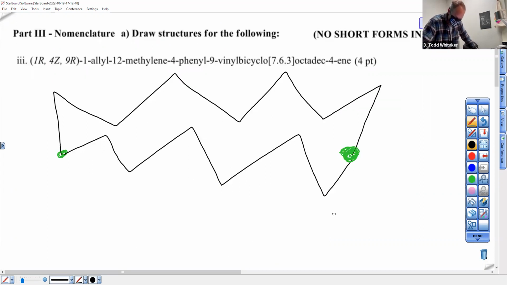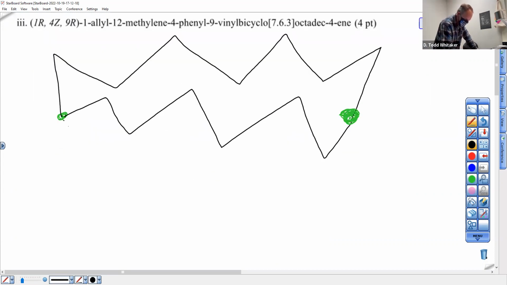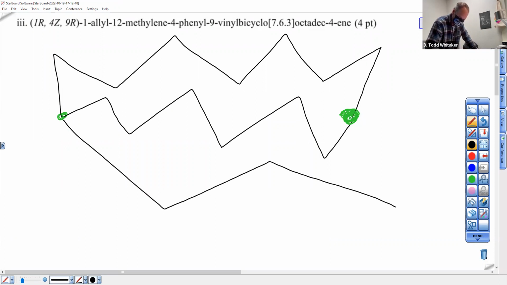That's the problem with doing your small one on the outside. You got to make real long dots. 1, 2, 3. What do you think of that? And then carbon 1 has an allyl. You want 1 to be over here? 1, 2, 8, 9.